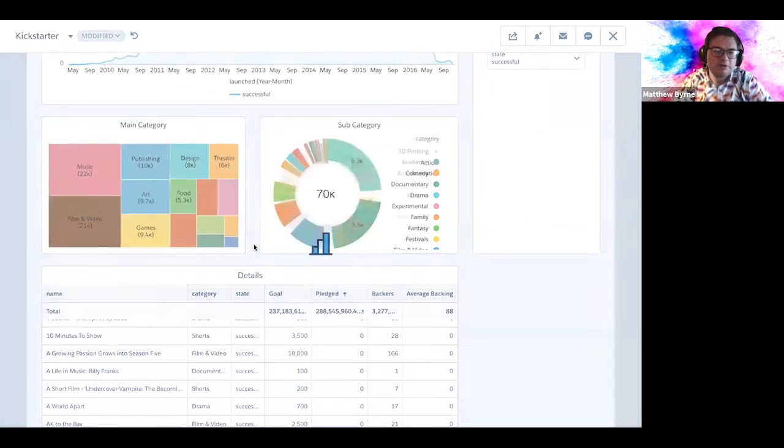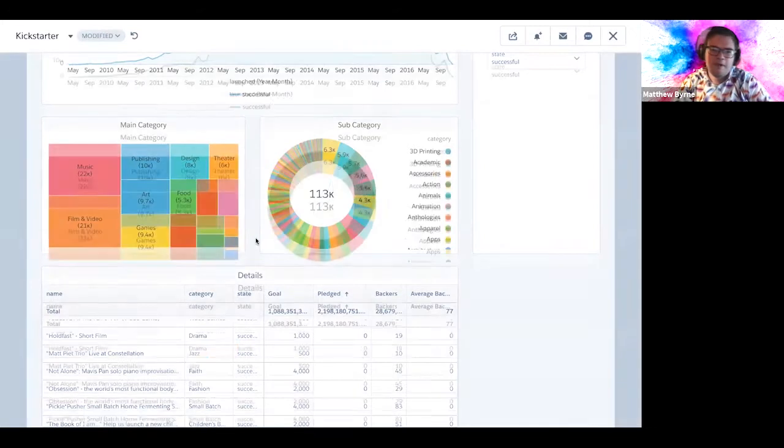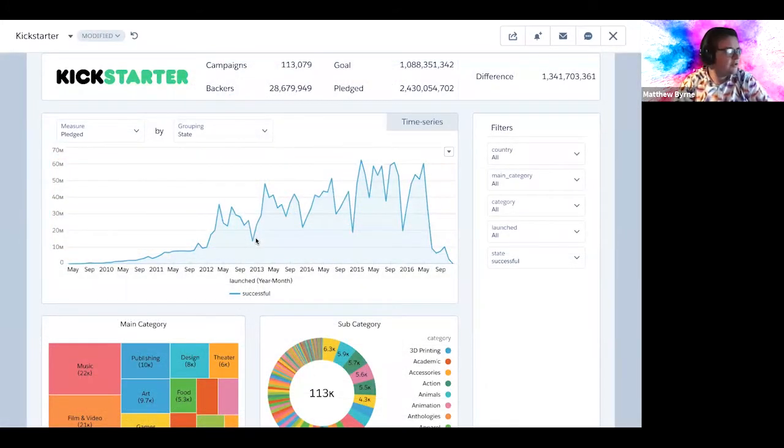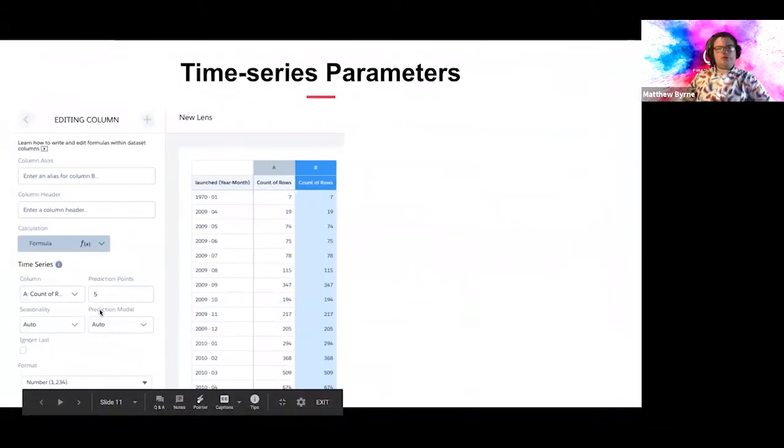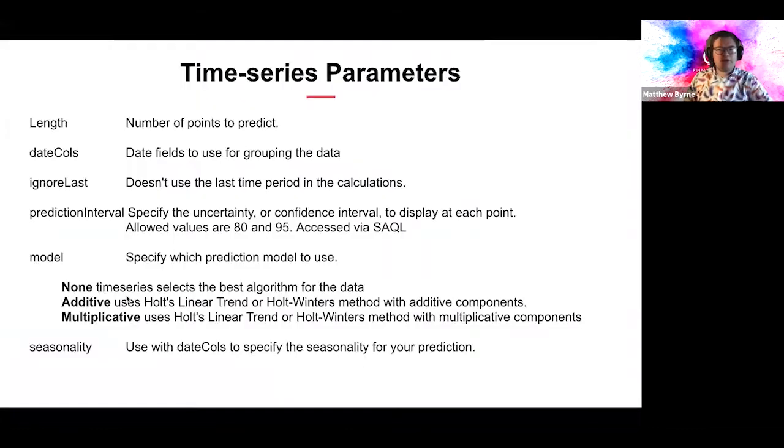Now, with the time series functionality that we had a look at before, there are extra features that are hidden to the user. So this is the kind of access that you get hold of, which is all through the UI. However, there are extra features, parameters that can be entered through SACL, through code. The first one is length, which is telling us how many points we want to predict, and we said 12. We've also specified the dates that we're going to use, and we chose month when we were setting it up. You can ignore the last time period if you want to as well.